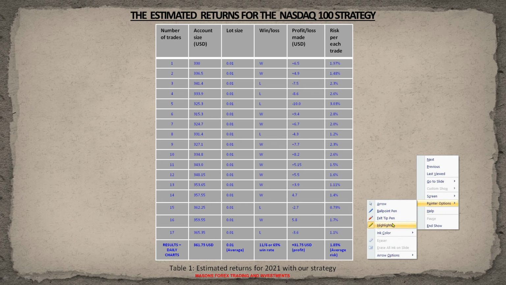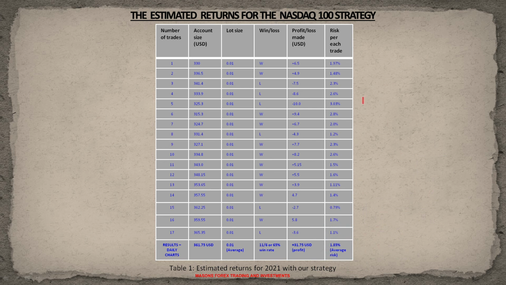Let me get a nice color. Choose red. So based on this loss of $10, we know that to have a risk of 3% on this loss, which is the highest, you can see the next highest is 9.4, which becomes 2.8% as a risk per trade.